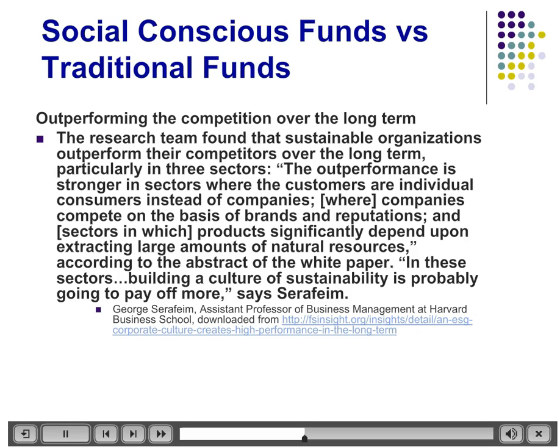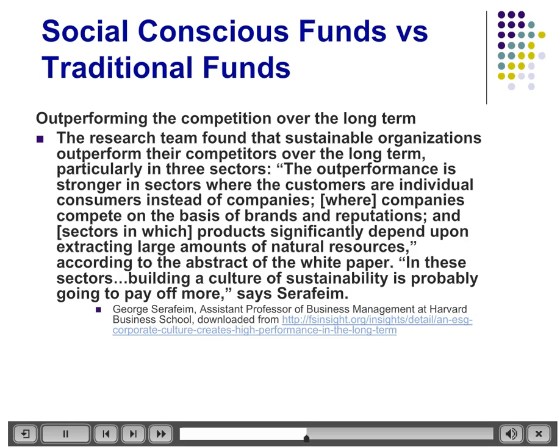The second area is where companies compete on the basis of brands and reputations, so good reputations. If you know that your reputation is going to be hurt by engaging in bad business practices, then you are more conscious about doing things the right way, however you define the right way, in an ethical manner. And the third is in sectors where products significantly depend on extracting large amounts of natural resources.